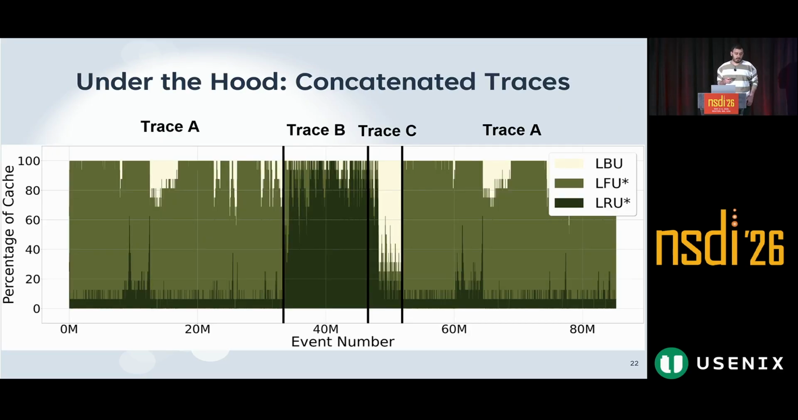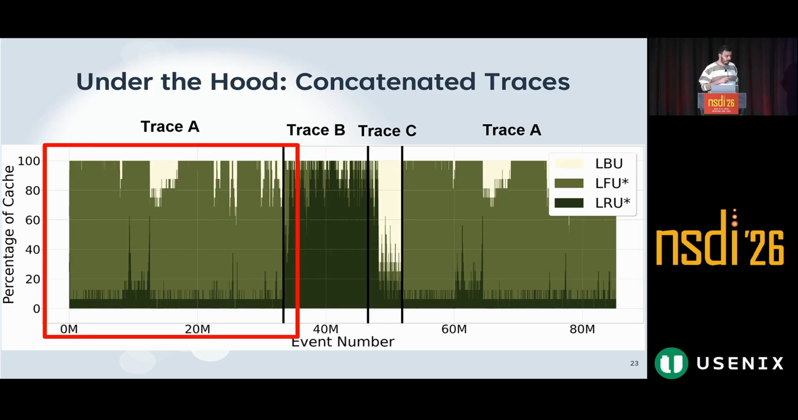So let's look a bit under the hood of this experiment and understand what happens. First of all, what we are seeing here is the percentage of the cache allocated for each of the blocks as a function of the event number. And we see the different traces that were concatenated here. So when we are looking at trace A, we see that at the beginning, the LBU is not beneficial, so the adaptive approach shrinks it to 0. We have no LBU at all at this stage. Once it becomes beneficial, the algorithm allocates memory for it, as we can see in the middle of trace A.